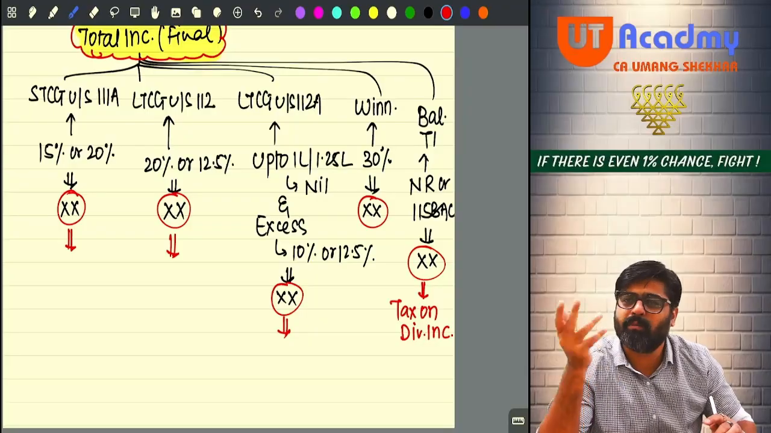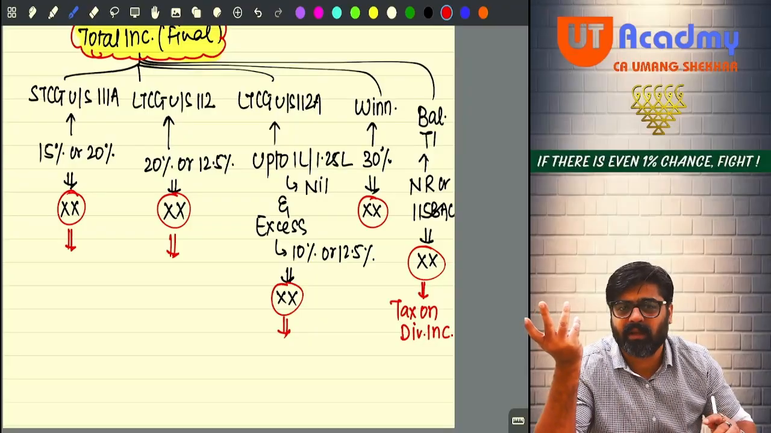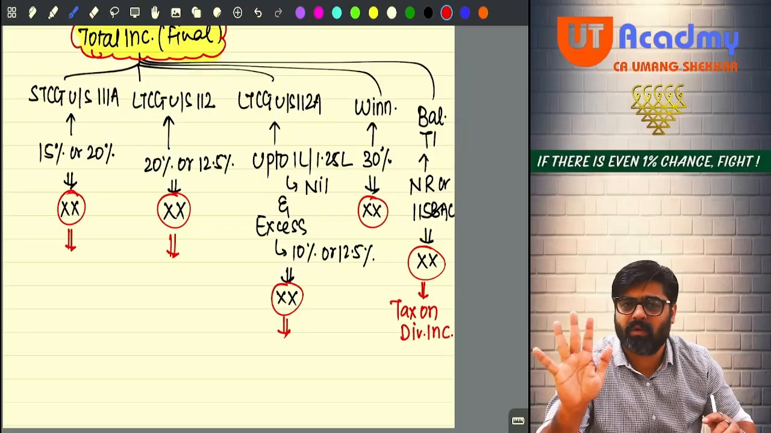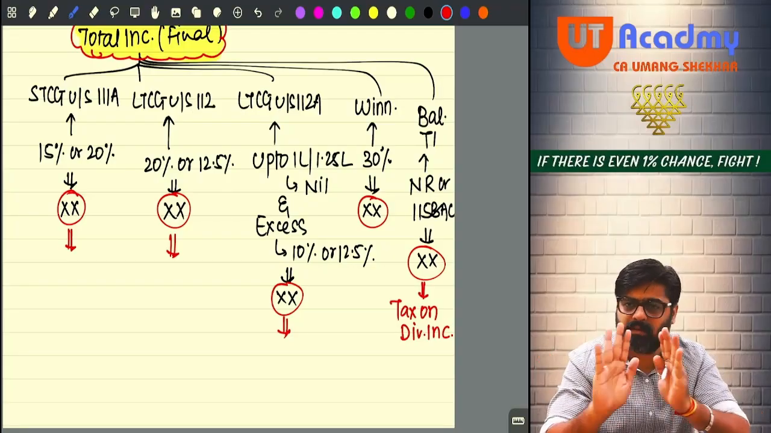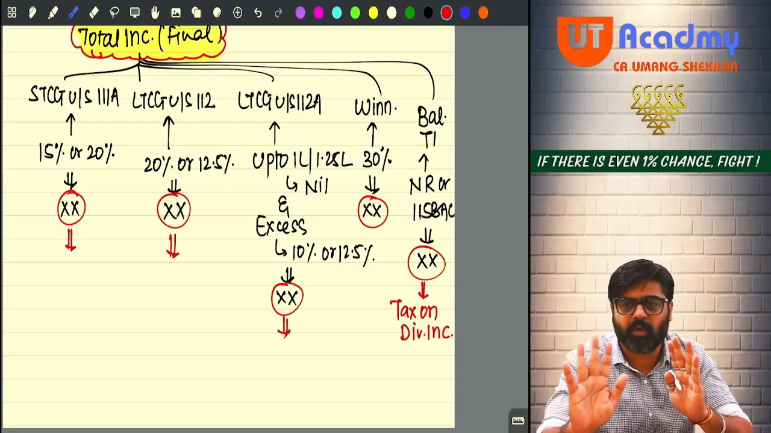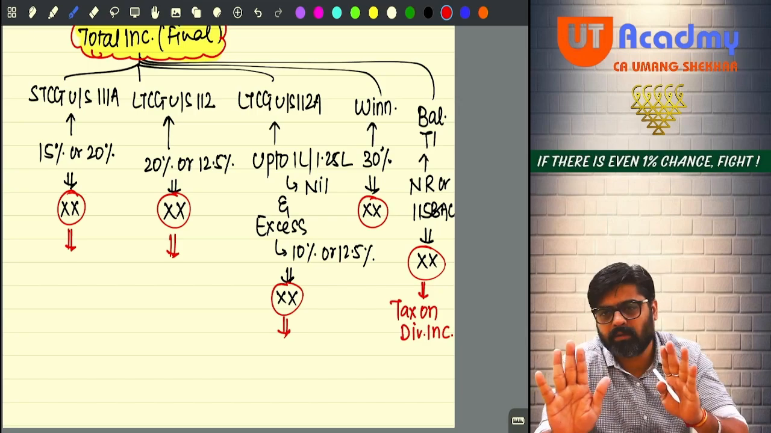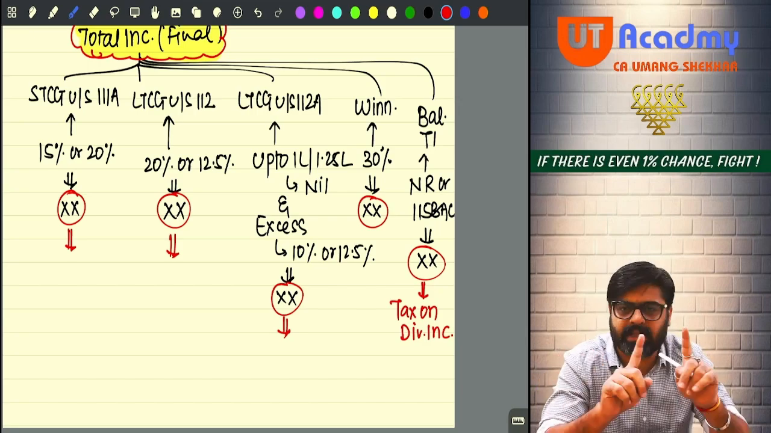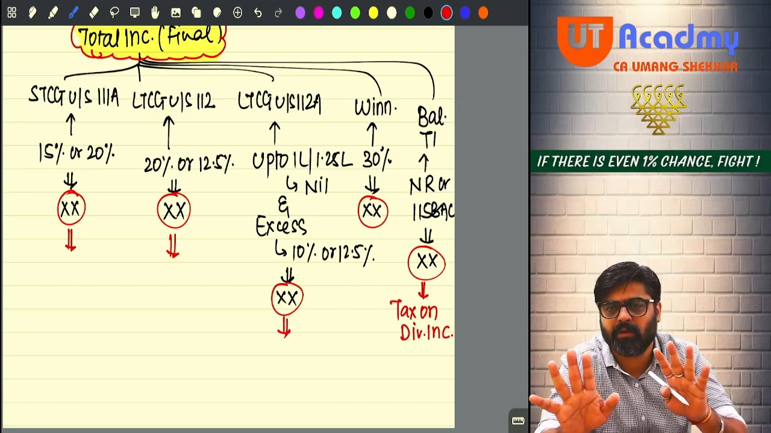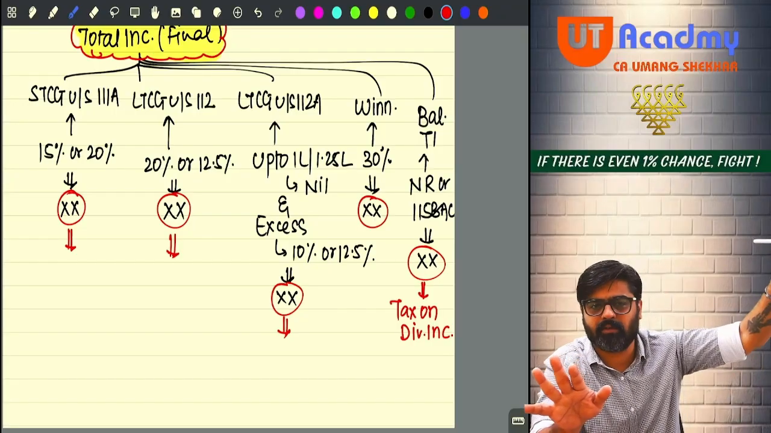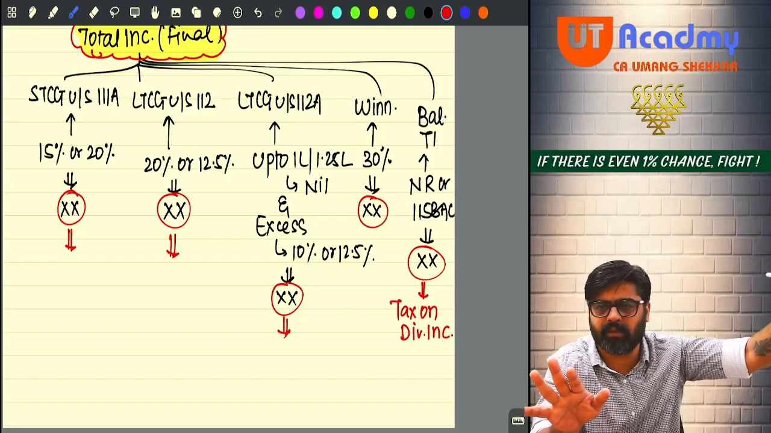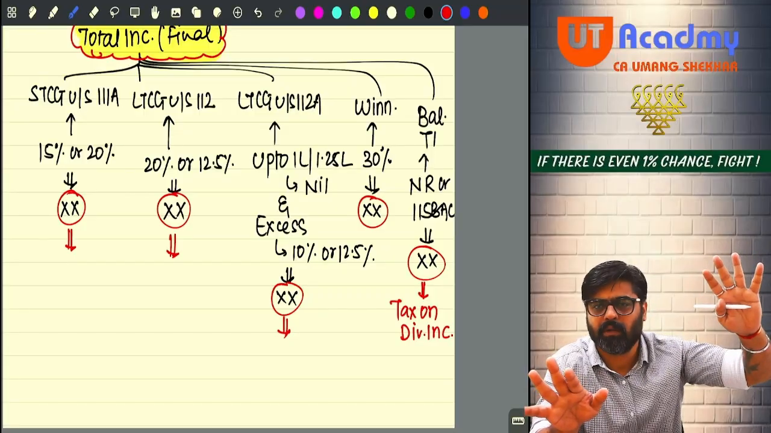Kaushik, how come dividend is taxable for the company? No, please. Dividend is taxable in your hands. Don't think anything else. The logic is different.